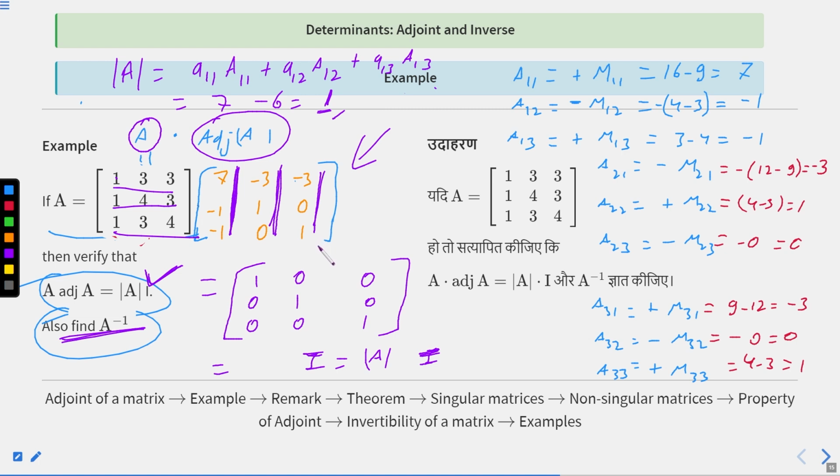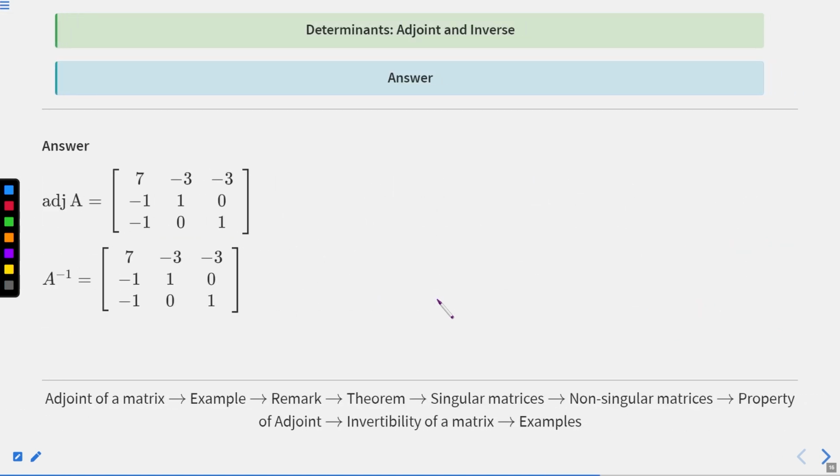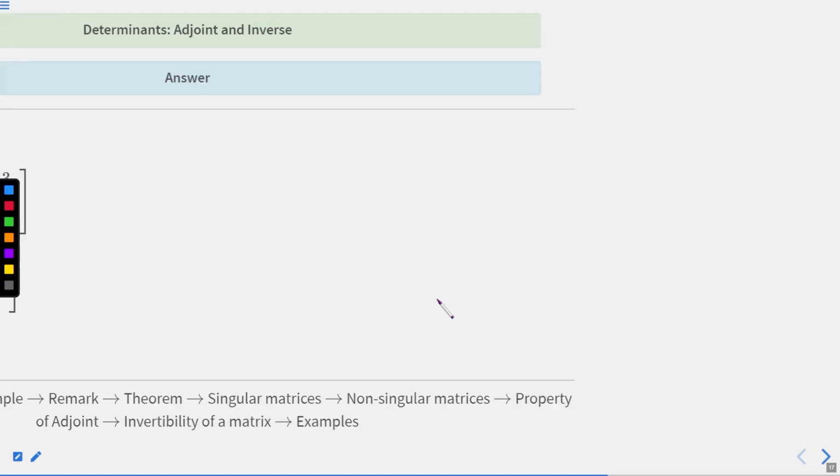Clear? Okay, I hope that you understood how we evaluated our cofactors, how we evaluated our minors, how we found out our adjoint of A, how we verified this, and how we got our A inverse also. Clear? Now, as you can see, your answer.